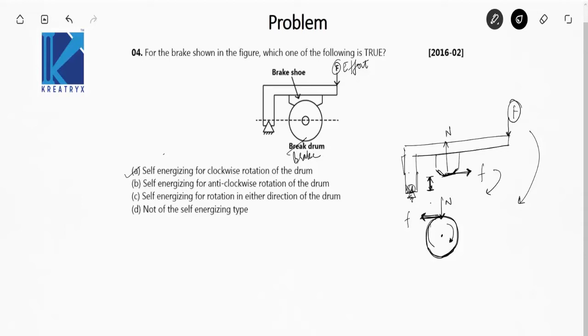The basic main point was: the brake is said to be self-energizing when the moment due to friction acts in the same direction as the moment due to effort. Okay, next question.